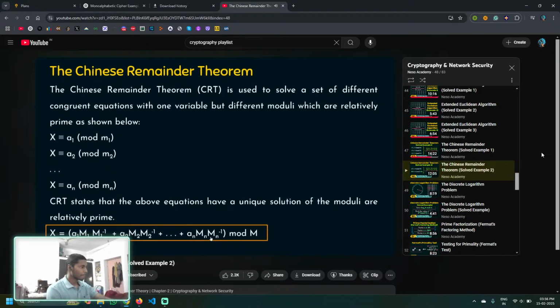If we have 3 equations, we will take 3 parts. If we have 4 equations, we will take 4 parts. It depends upon the question. Let's dive into example number 2 now.